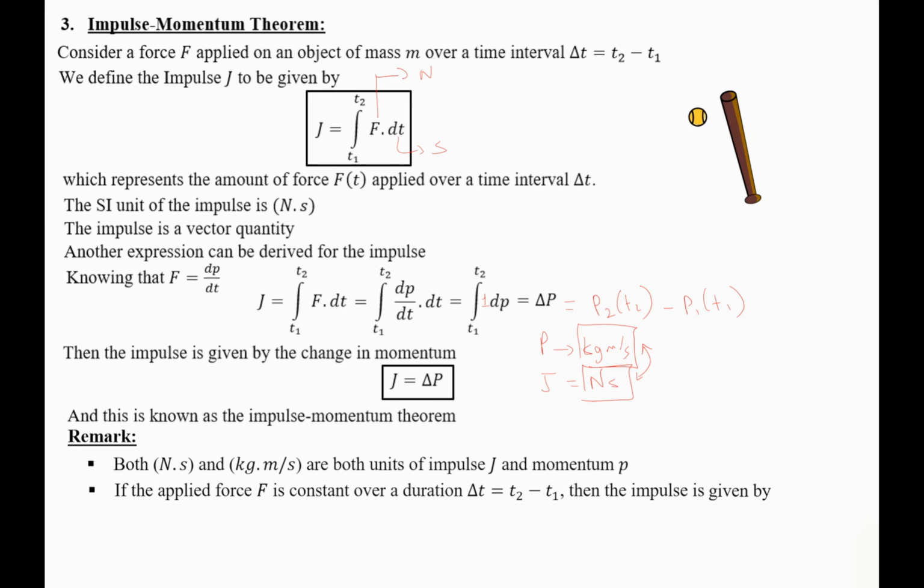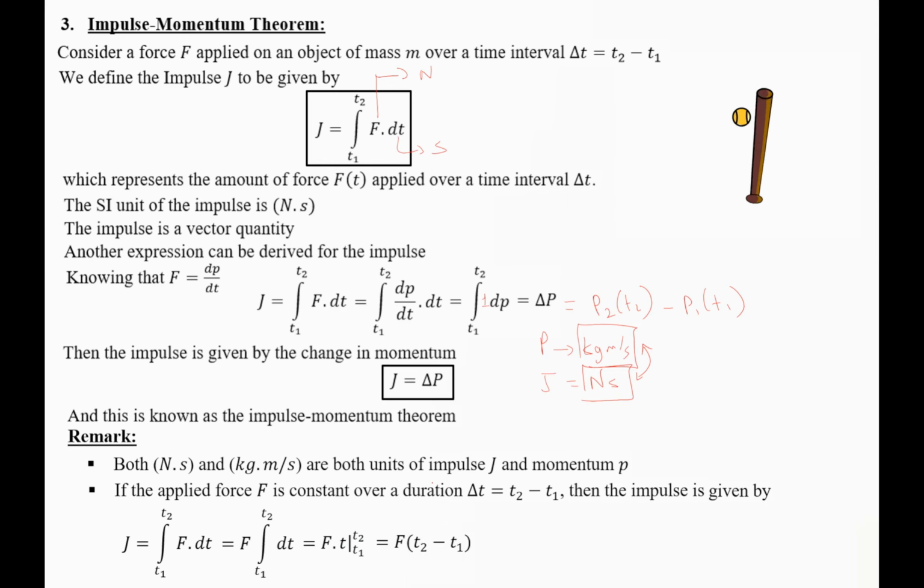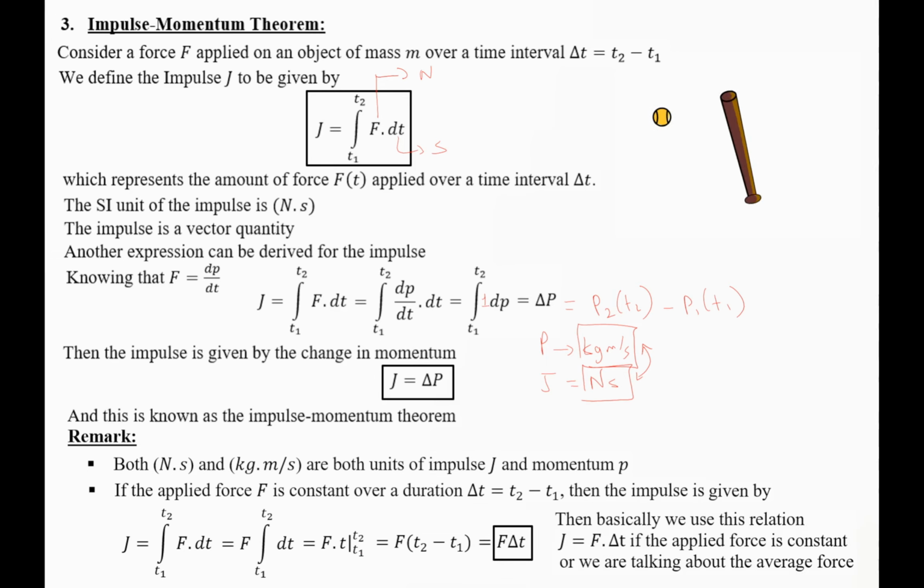If the applied force F is constant over the duration delta t, which is t2 minus t1, then the impulse is given by what? So if we're assuming that F is constant, then F can be dragged out. And here, what function do we have? We have the constant, which is 1. And the integral of the constant would be linear, which is t, computed between t2 and t1. And that would be F multiplied by t2 minus t1, which is F delta t. Alright, so here what I'm trying to say, if the force F that we have applied is constant, then the impulse can be given by F multiplied by delta t.